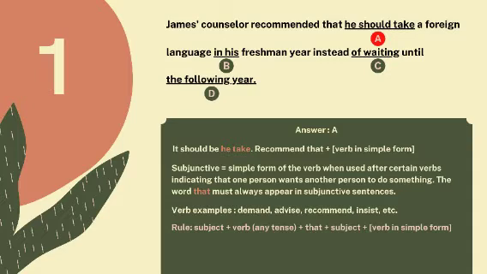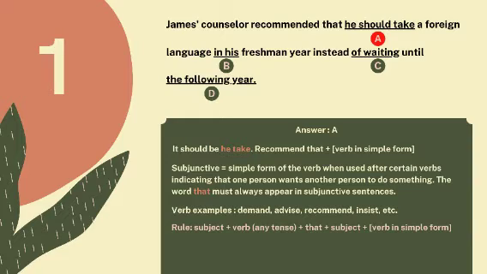This sentence contains subjunctive. It is simple form of the verb when used after certain verbs indicating that one person wants another person to do something. In this sentence, we can see that James' counselor wants he or James to take a foreign language in his freshman year instead of waiting until the following year. So we have to use subjunctive sentence rule.